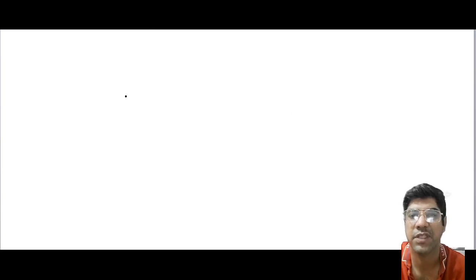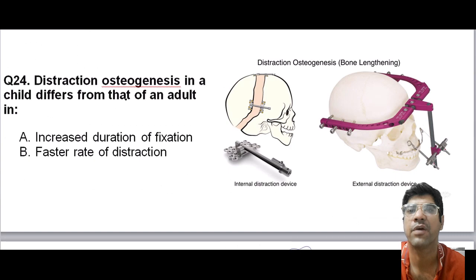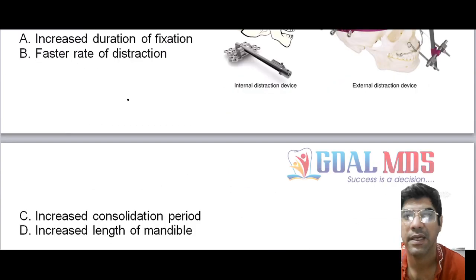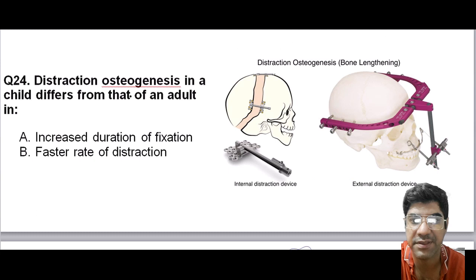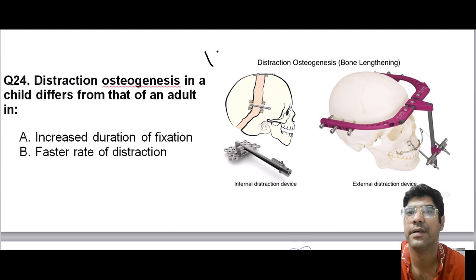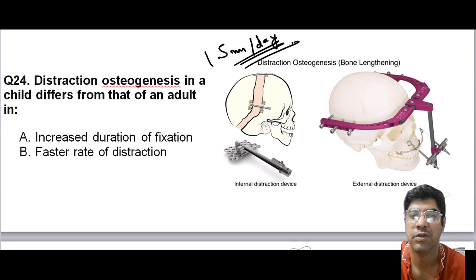Distraction osteogenesis in a child differs from that in an adult in the faster rate of distraction. In children, distraction osteogenesis can proceed at a faster rate due to their robust healing response. Distraction can be initiated immediately, and the rate of distraction can be rapid, typically around 1.5 mm per day. So the faster rate of distraction allows quicker bone formation.